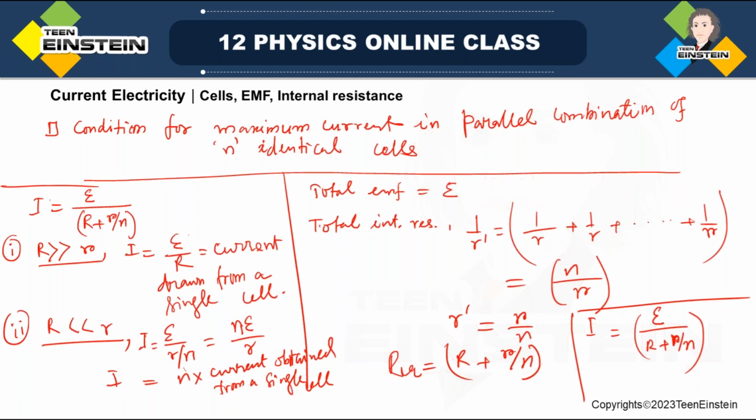What does this mean? This means that when the external resistance is much less than the internal resistance, then such cells are used in the parallel combination to get the maximum current. When the external resistance in the circuit is much less than the internal resistance, then you should use all those cells in parallel combination to get the maximum current.